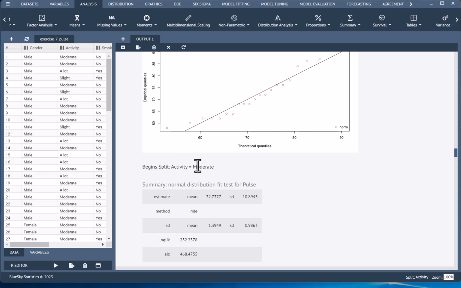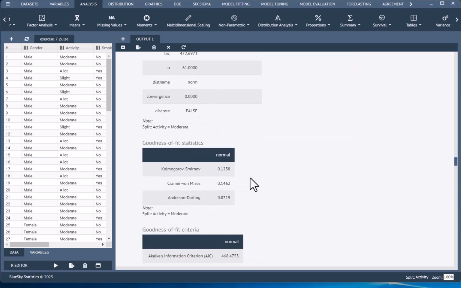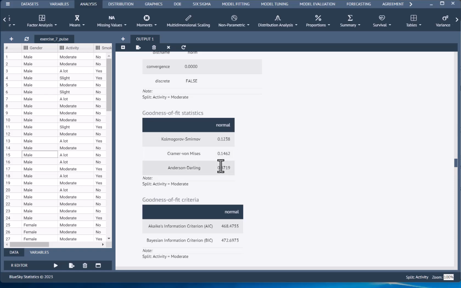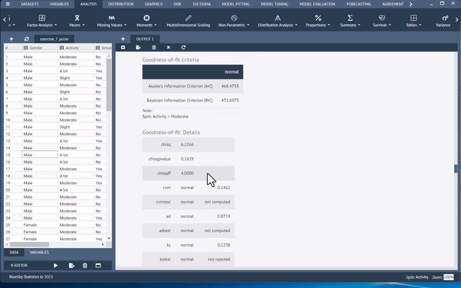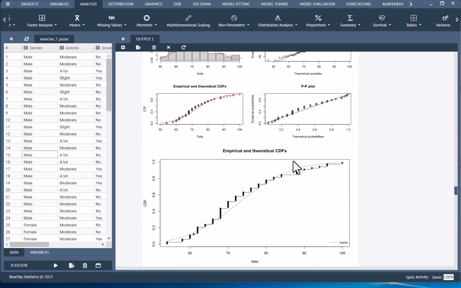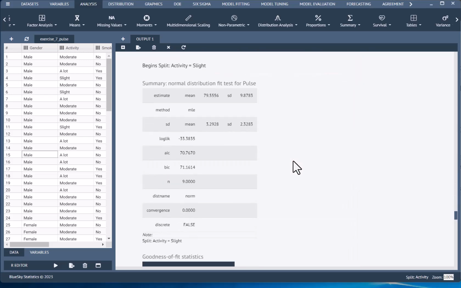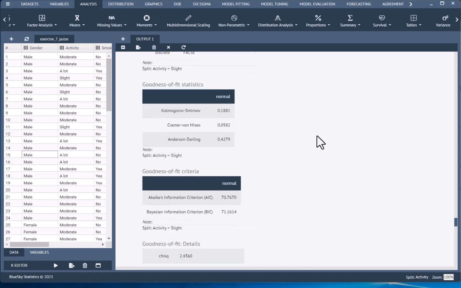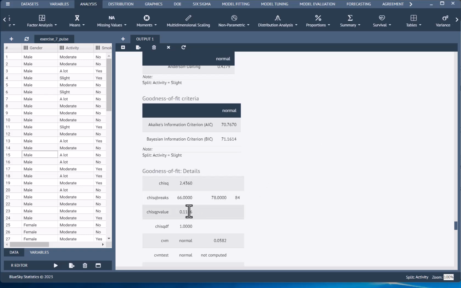Next, for moderate activity levels, and you could look up all these statistics too, but since BlueSky gives you a chi-square p-value, also greater than 0.05, moderate data seem to be normally distributed. We'll scroll down past all the additional evidence, and look at what's going to happen with slight activity levels. Once again, chi-square p-value greater than 0.05, so this data too, we fail to reject the hypothesis of normality.